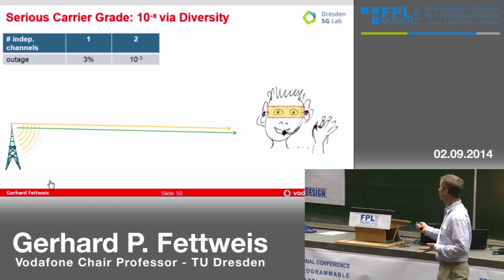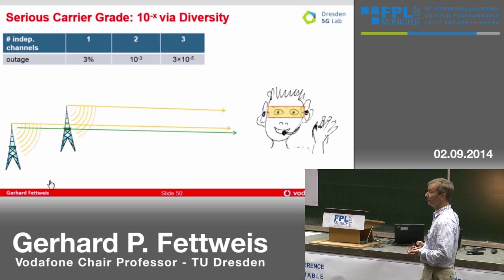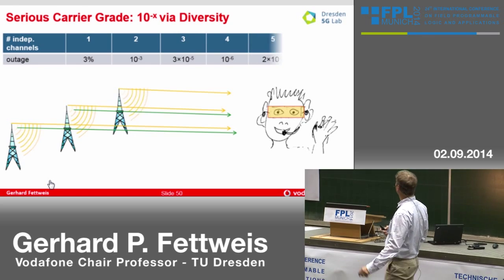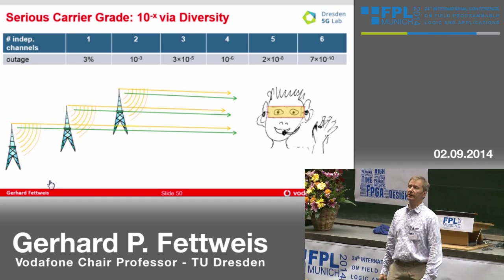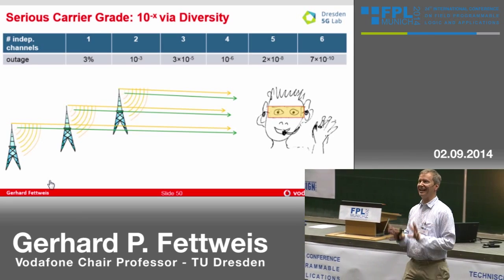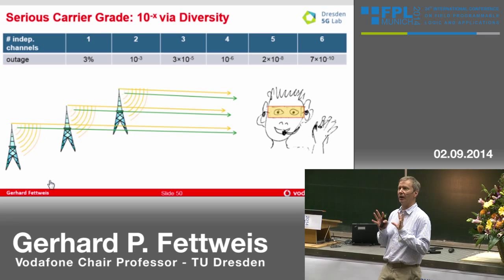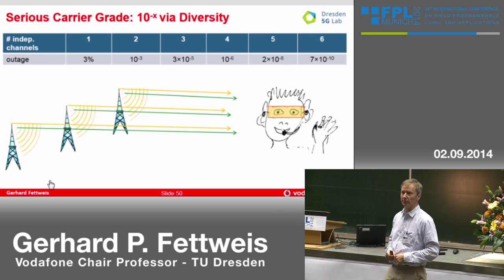If I say, I don't trust that base station, I take a third connection with a second base station, etc., etc., etc., and we get down to extremely low outage rates. So the good news is physics does make it possible to build wireless links that are as good, if not better, than cables.